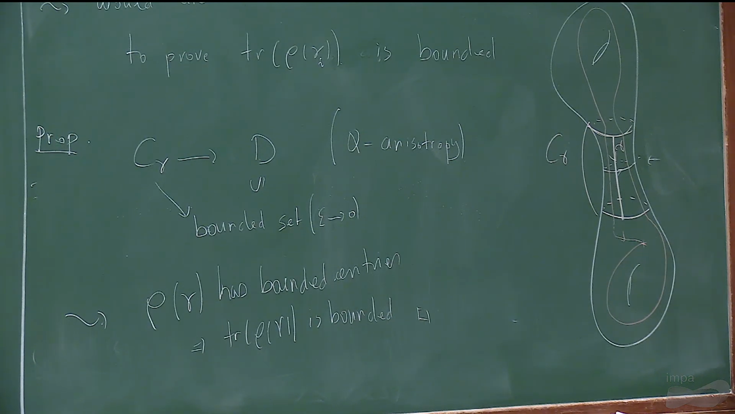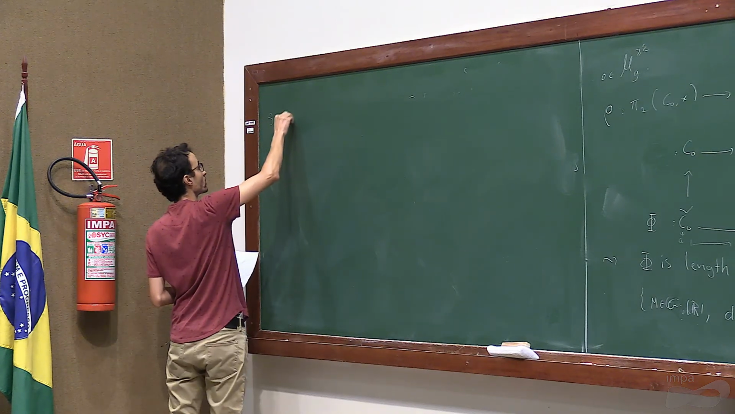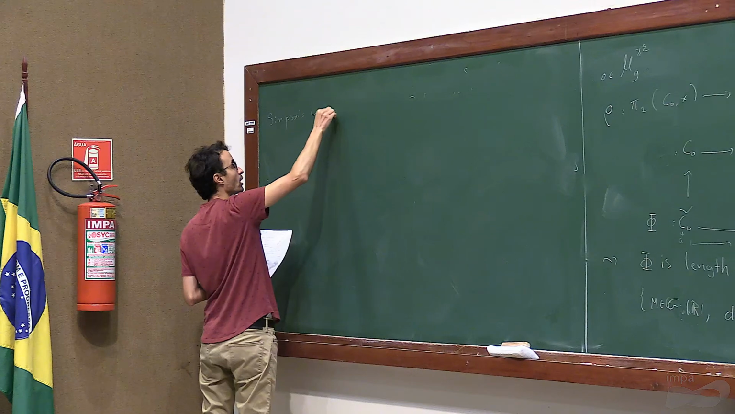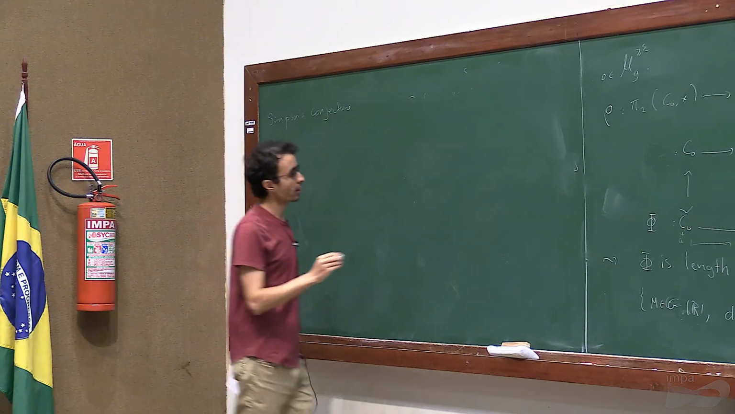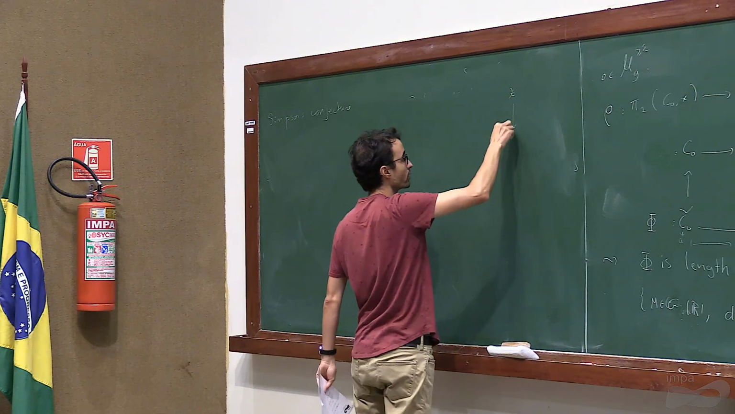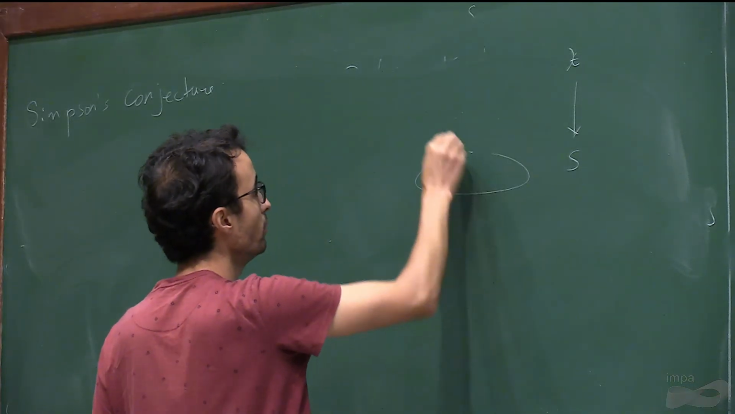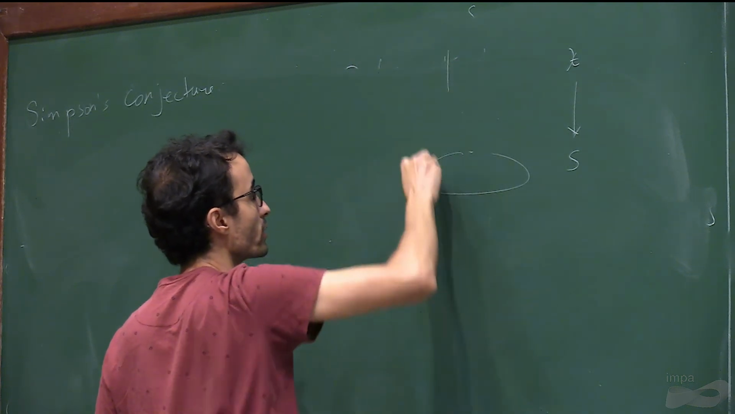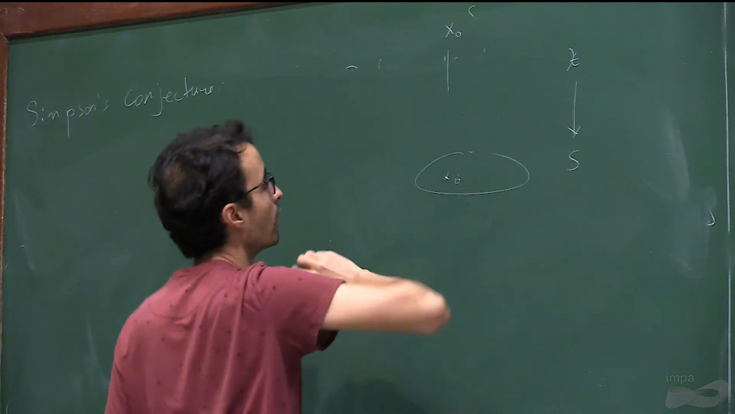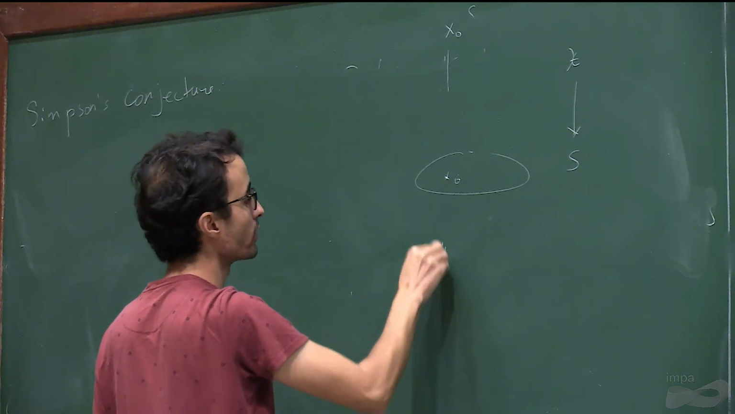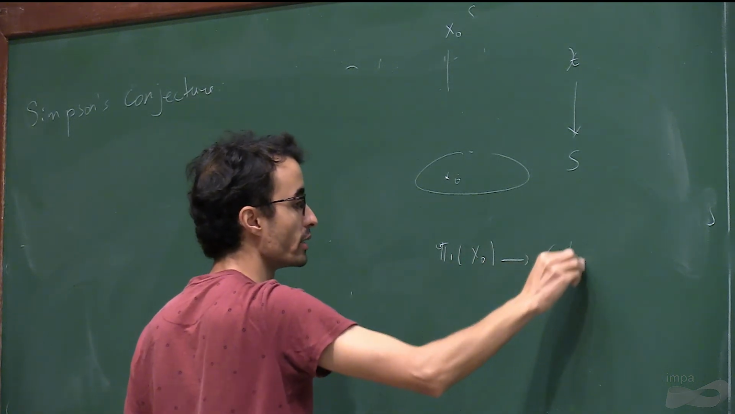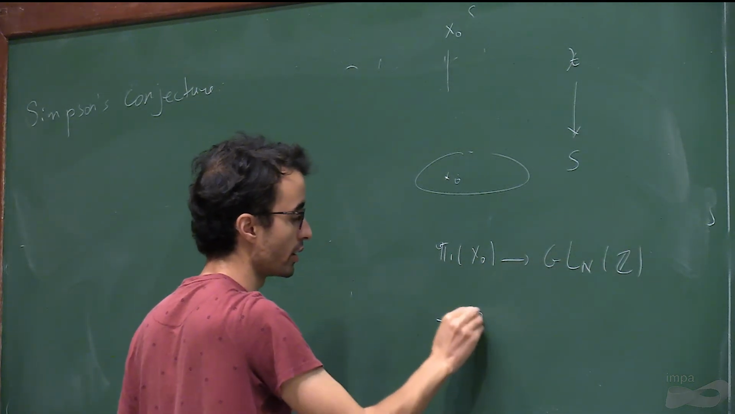Okay, so now this first theorem is actually used as an input to analyze the conjecture of Simpson. So let's come back now to Simpson's conjecture. What this theorem says is that if you start from X over S a smooth projective morphism, and you have some fiber X_0, and you have a representation of pi_1 of X_0 into GL_n(Z) which satisfies that its monodromy is Q anisotropic.